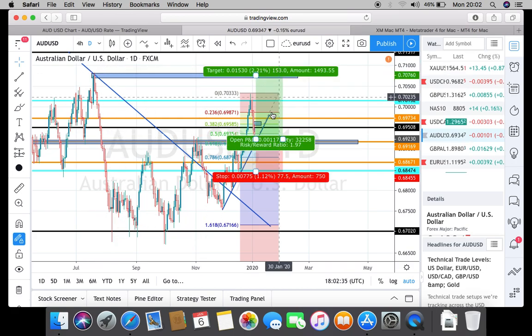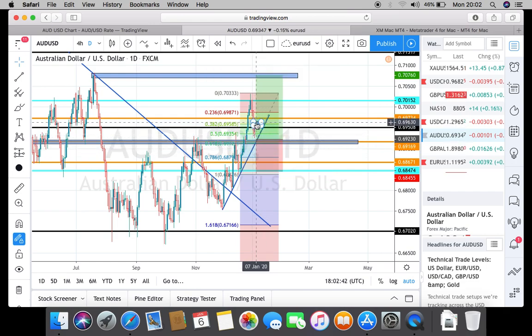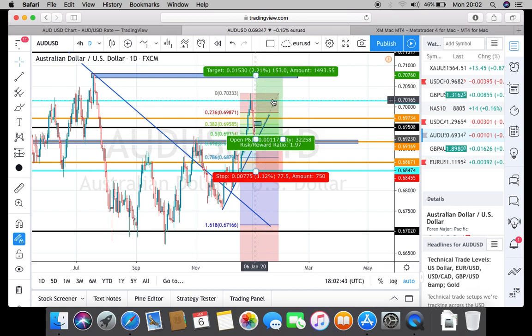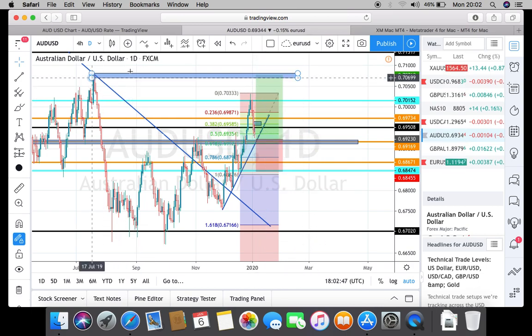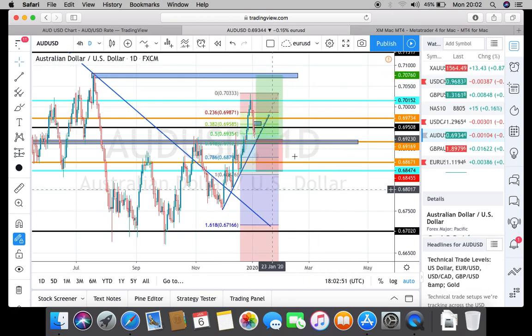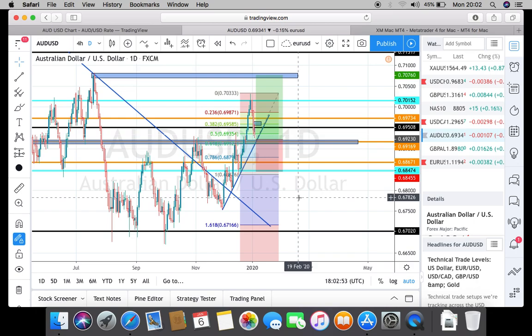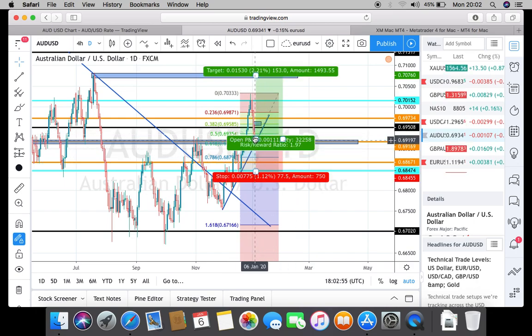So I'll enter all 3 tickets. First ticket will close at this blue zone. Second ticket will close by this blue level here. And then the third ticket, I'll close it when it touches the previous major high. So those will be my targets on this setup so far. So just be eyeing it. I'll be looking to buy around this region here.